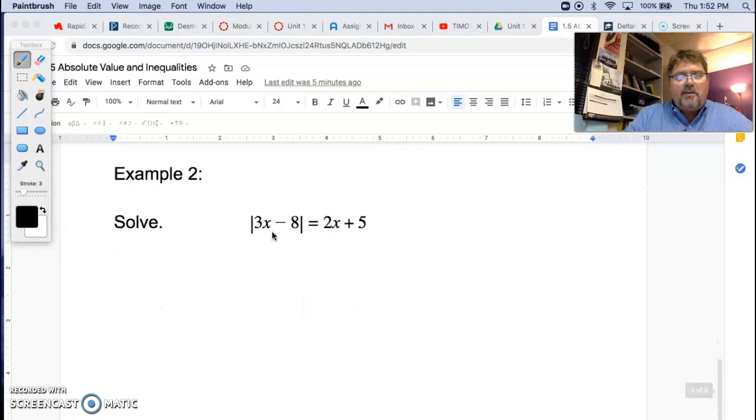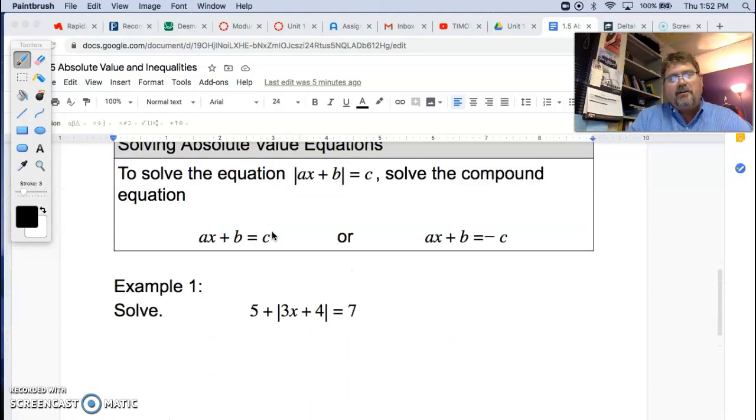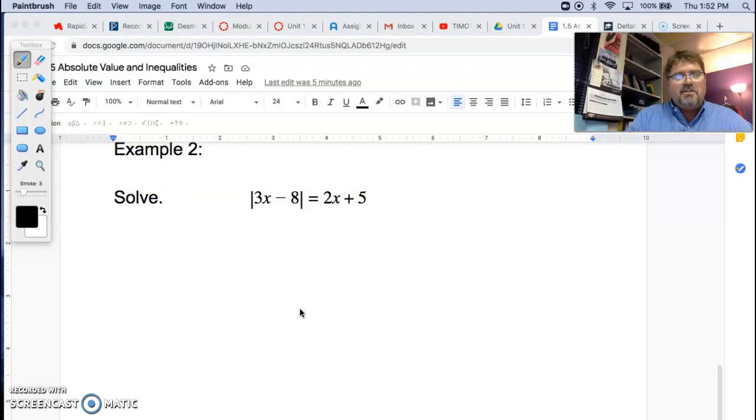All right, now there's one right here that looks a little bit different than our expression up here. I'm going to show you how to solve this one real quick, and then I have another method.